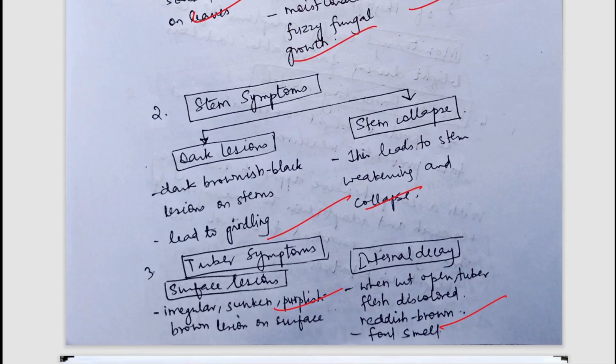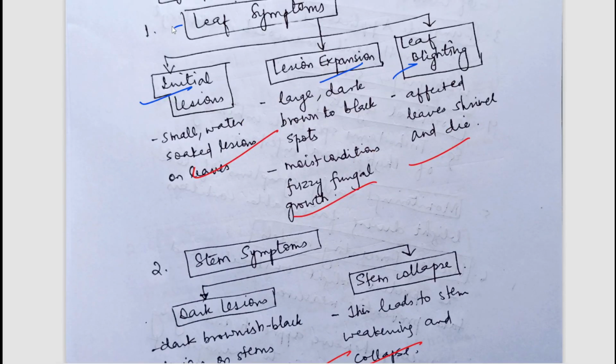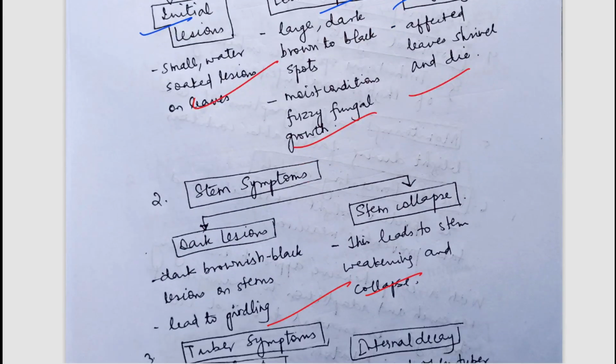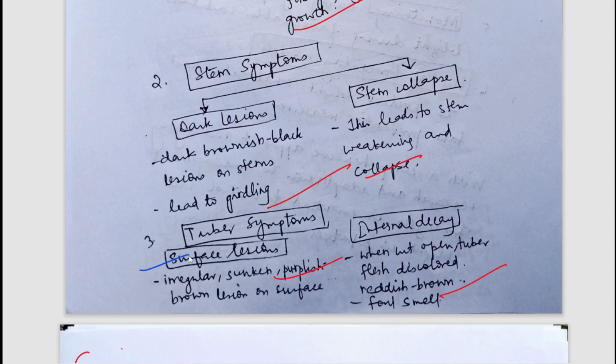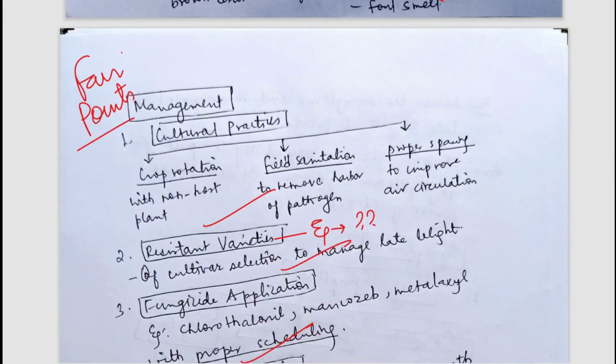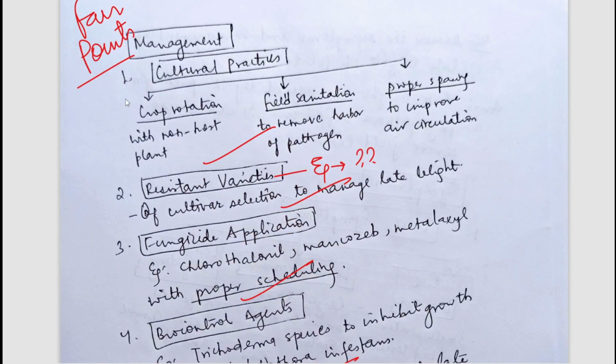Severe symptoms in the leaf are these. In stems, you will see dark lesions. Stems will start to collapse. In tuber, you will see surface lesions. You will see decay inside the tuber. Now for management, again this student has very nicely written cultural practices, resistant varieties.